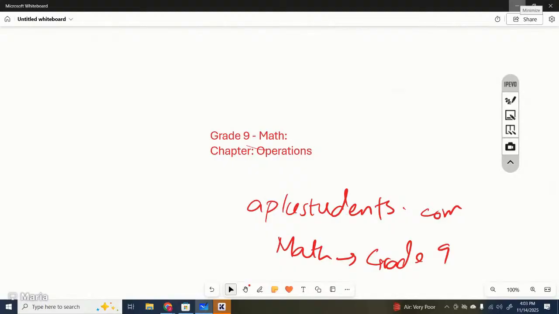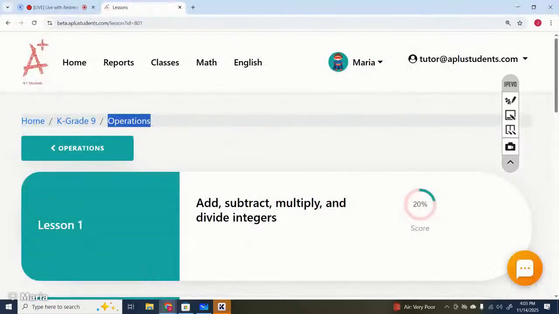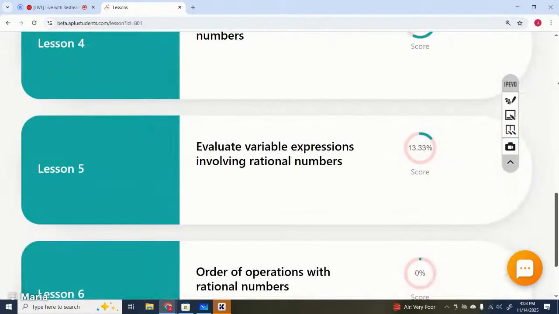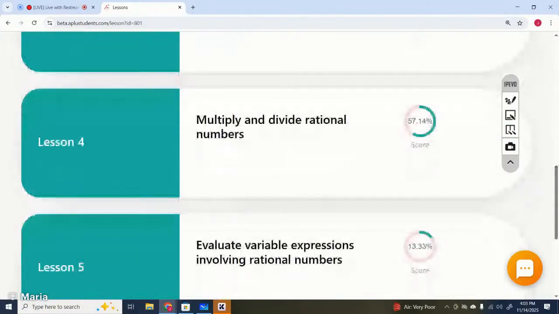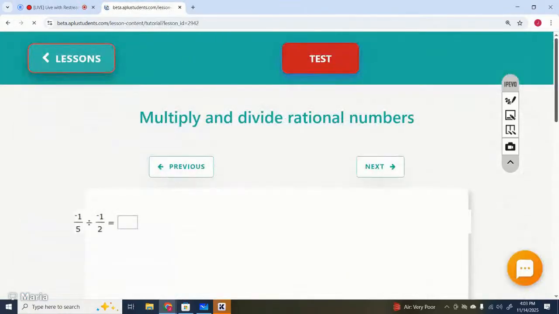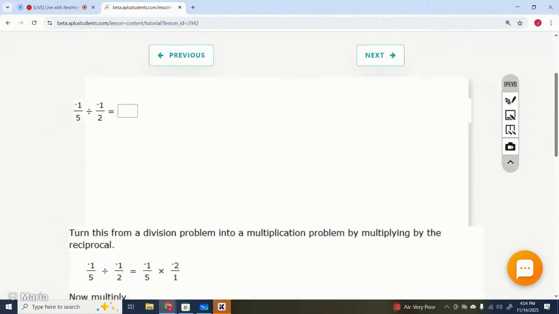We're going to start with the chapter operations. Multiply and divide rational numbers.